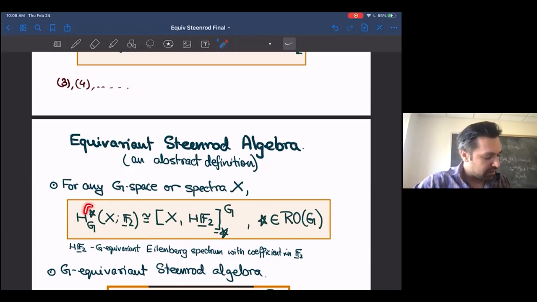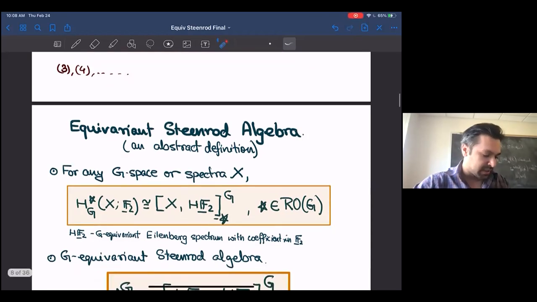And the grading over here is no longer by integers. These are graded by RO(G), the representation ring of G, which is the group completion of real G-representations under direct sum. And just like ordinary cohomology theory, the G-equivariant ordinary cohomology theory with coefficients in the constant Mackey functor F2 is represented by a G-equivariant spectrum, which is the G-equivariant Eilenberg-MacLane spectrum with coefficients in F2.